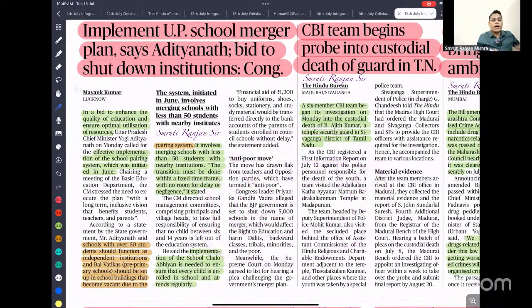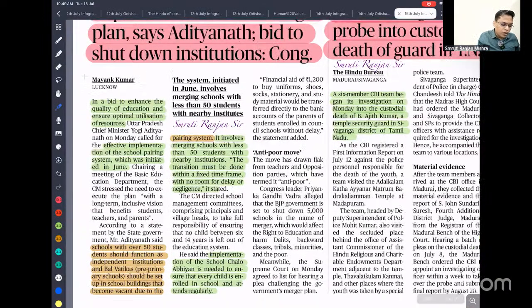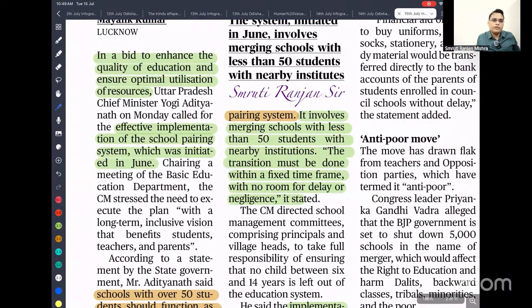So we can provide more teachers and strengthen the infrastructure. That is going to help a lot in improving education. That is the proposal being given by the Uttar Pradesh government.